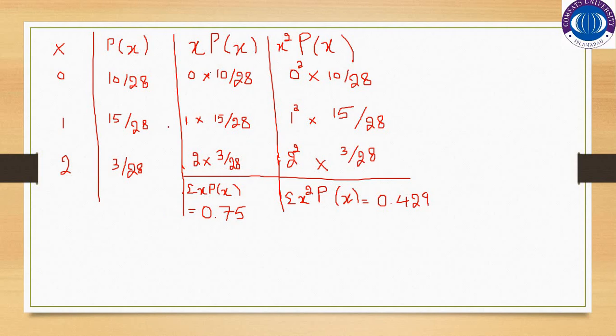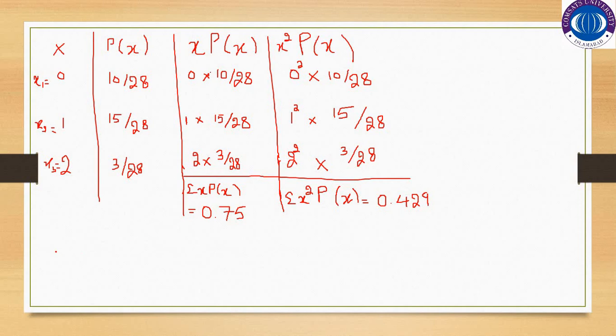Now, we will go further. As you know that x is the number of defectives, and we have discussed there could be values of x: 0, 1 and 2. This 0 is basically small x1. This 1 is basically small x2. And this 2 is basically small x3. Now, we know that the probability of x is equal to 0 is 10 by 28, x is equal to 1 is 15 by 28, x is equal to 2 is 3 by 28.